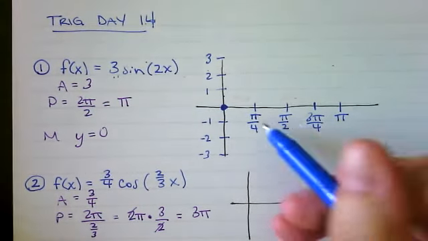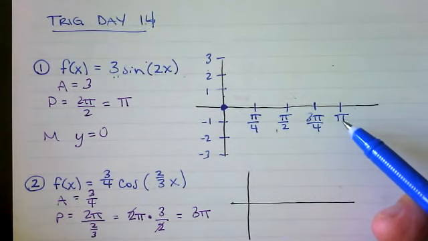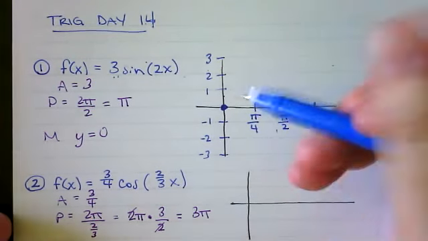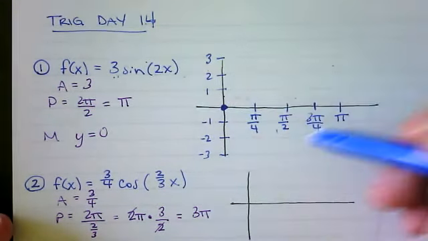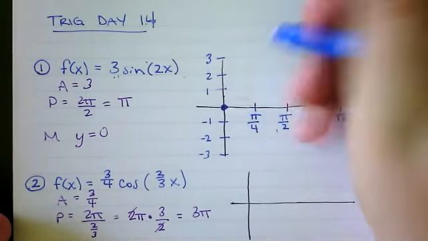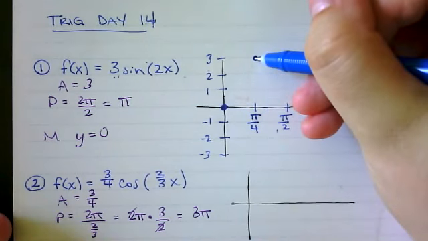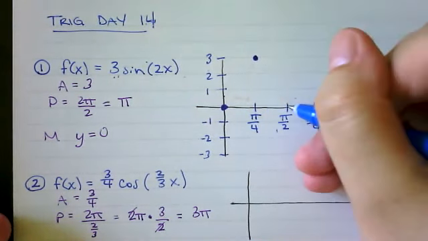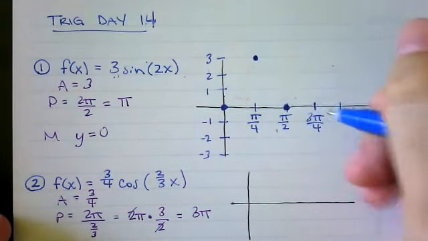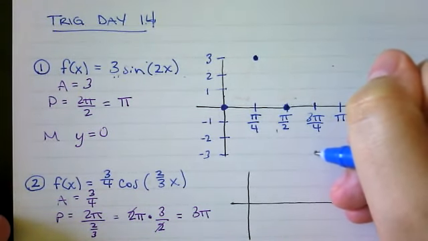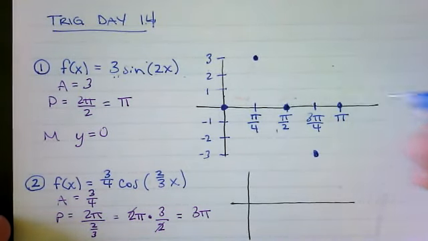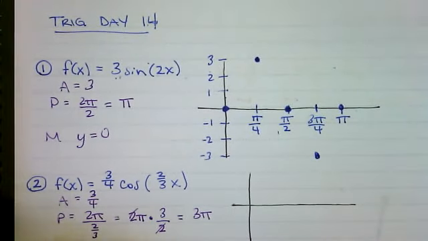So now that I have all of my points here, I just have to follow the pattern. So for sine, I go like this, right? First I go up. So at pi over 4, I'm up at 3 because that's my amplitude. Then I go back to the middle. Then I go down. And then I go back to the middle. So there is my function, and now I just need to connect them.